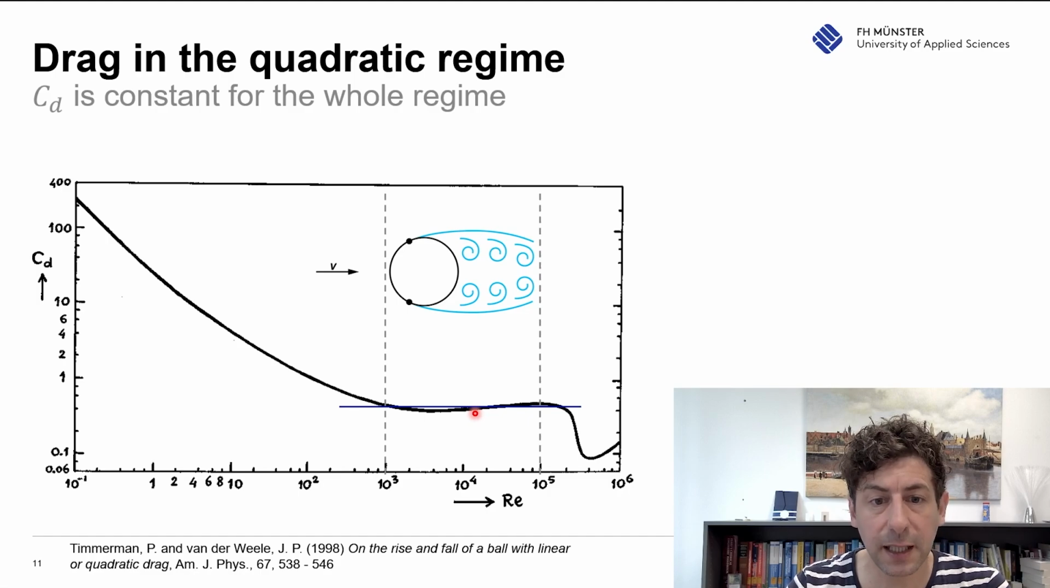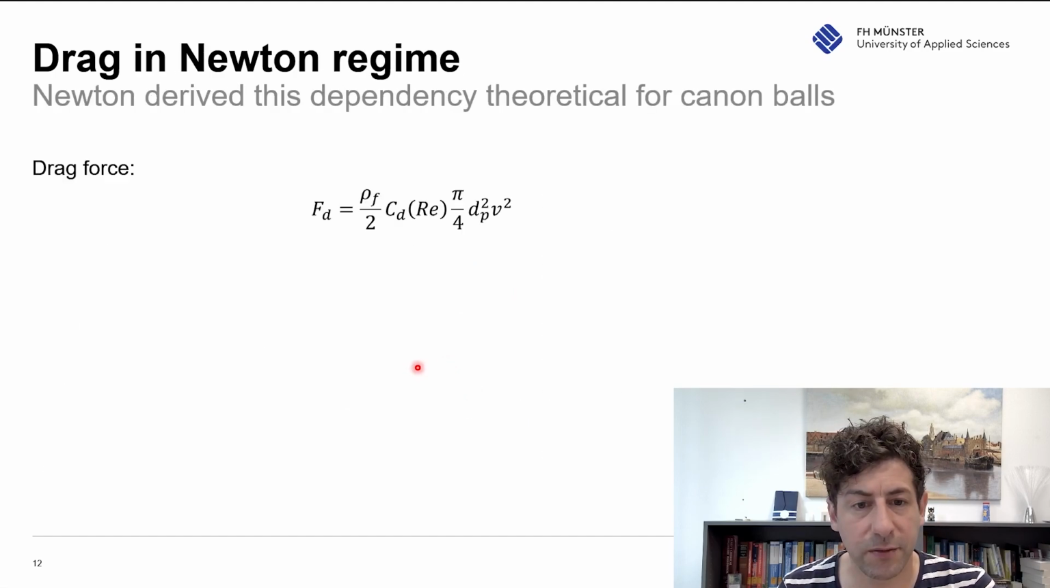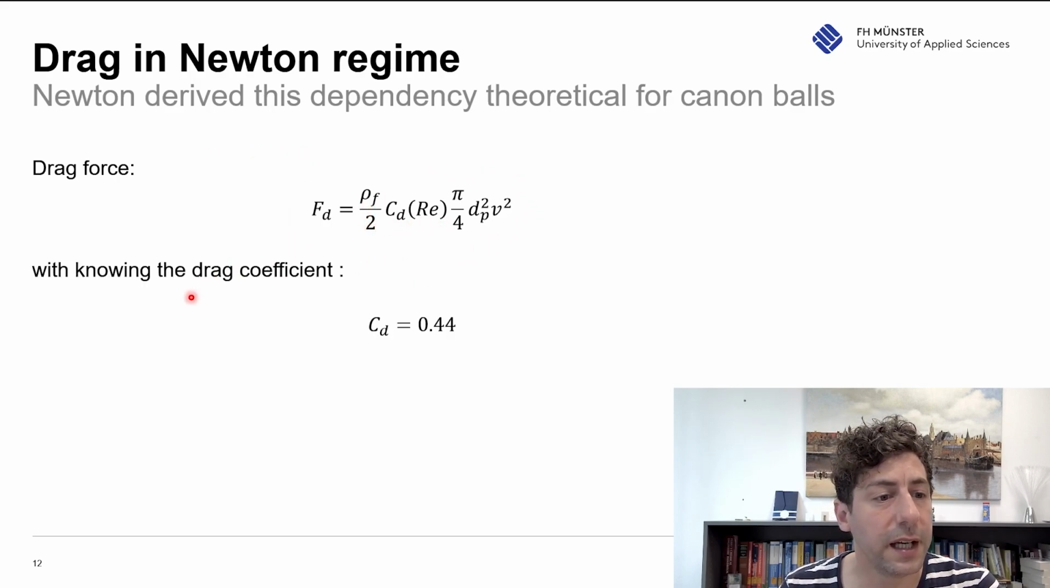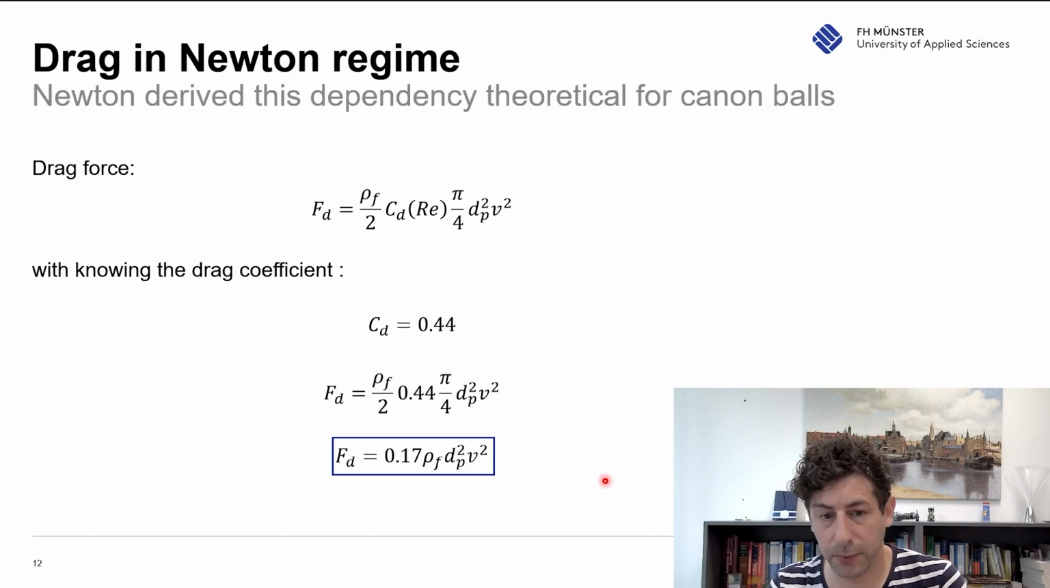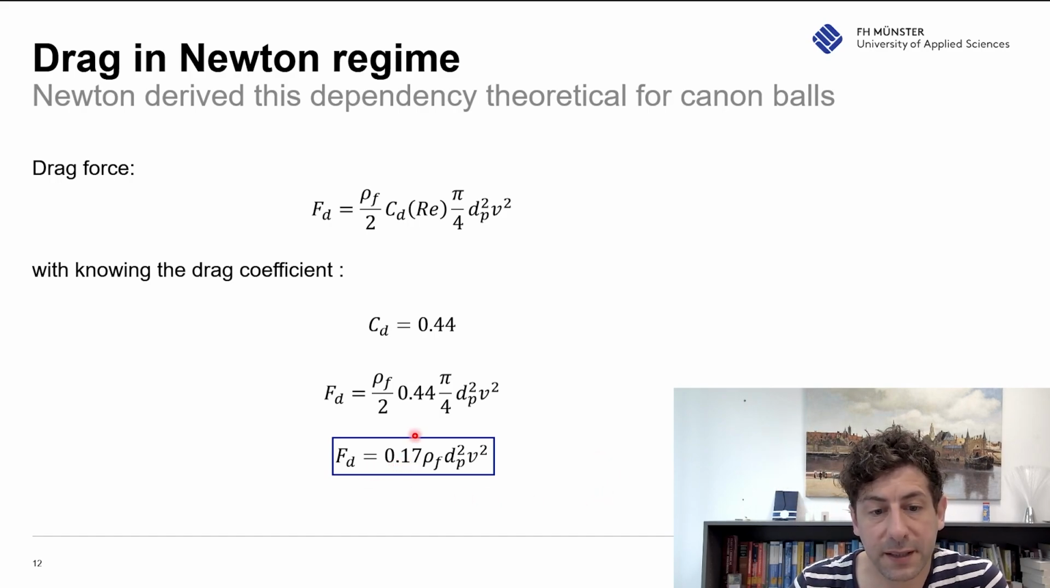So CD is 0.44. And this makes the calculation very easy, because again we have the drag force, we need something to put in here, and this is 0.44. And if we do put the 0.44 in here, we do a little bit the math, we get again a very simple equation, which is 0.17, right? All the calculation, the pi is now considered. Density of the fluid, dp to the power square, and v square.